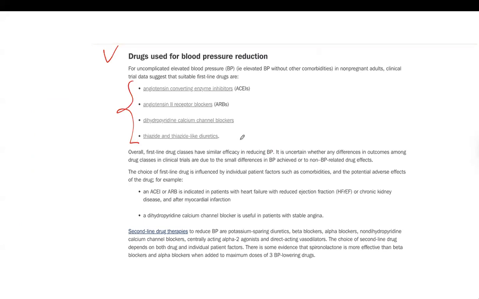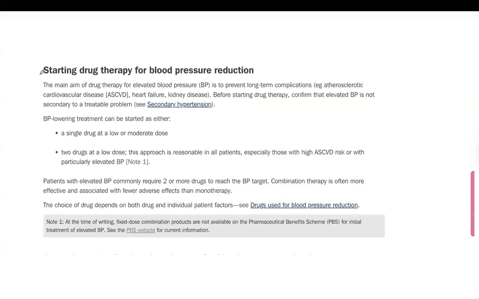If we are thinking of putting a patient on medication, we can choose from ACE inhibitor, ARB, calcium channel blocker, or thiazide diuretics. So A, C, D. That's our first line antihypertensive. Starting drug treatment. So let's say we want to start a treatment for hypertension in a patient. How do we do it?